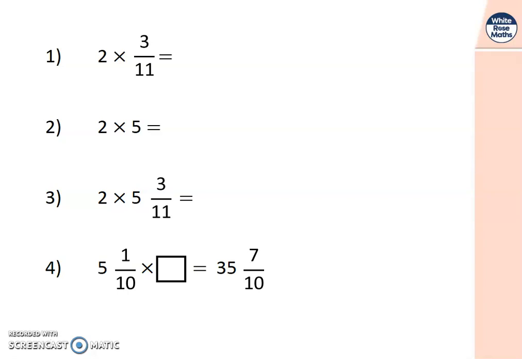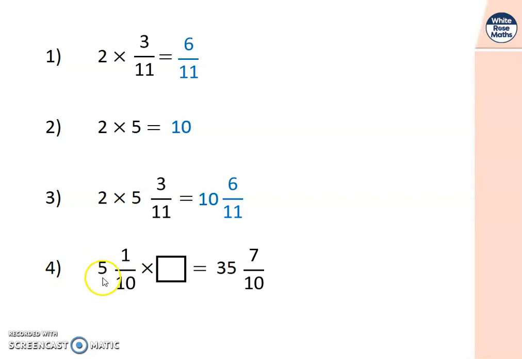Number 1. 2 times 3/11. Well, that's easy. We do 2 times the numerator, which would be 6/11. 2 whole ones times 5 whole ones is 10. Can you see how question 3 is using both parts of 1 and 2? So we've got 2 times the 5, like this one, and 2 times the 3/11, like this one, but they're all in one question together. So the answer is 10 and 6/11.